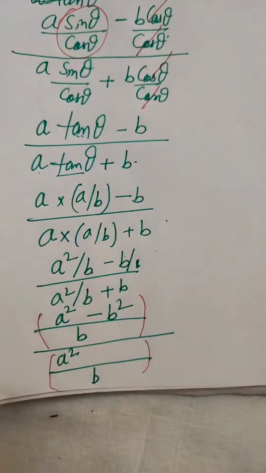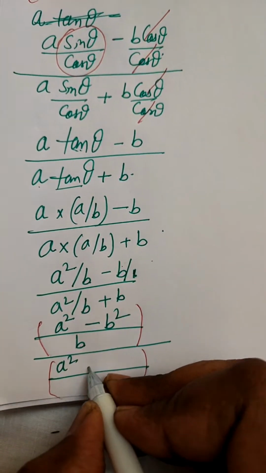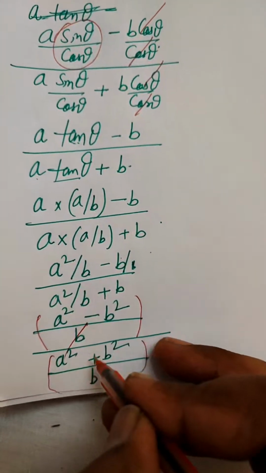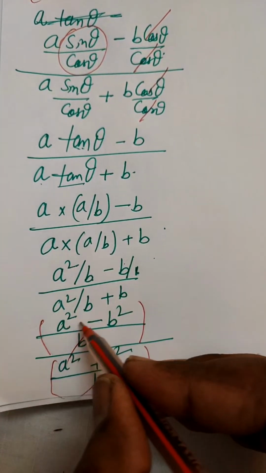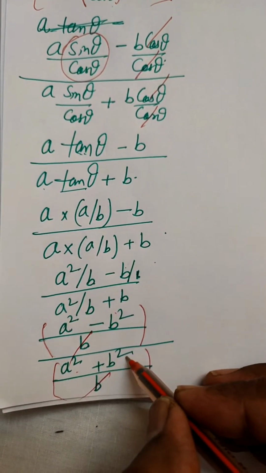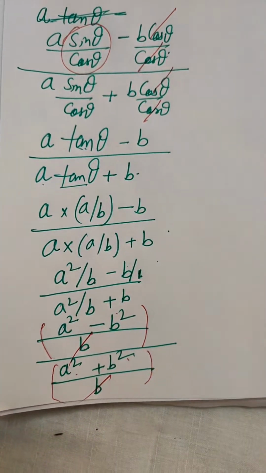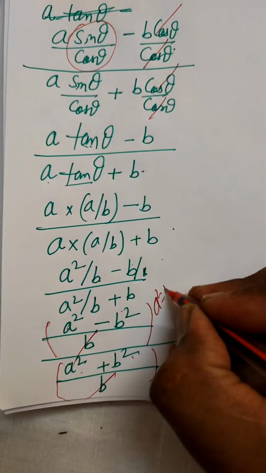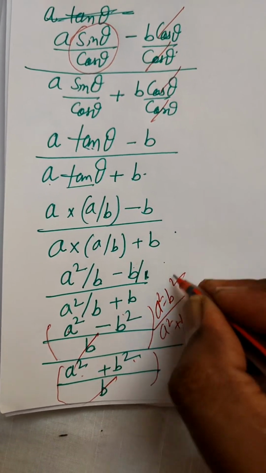Okay, I think you are not getting confused, right? So here a square plus b square by b. You can see b and b will be cancelled out, and we are left with a square minus b square by a square plus b square. So this is the answer. What is our answer? This one, a square minus b square divided by a square plus b square.